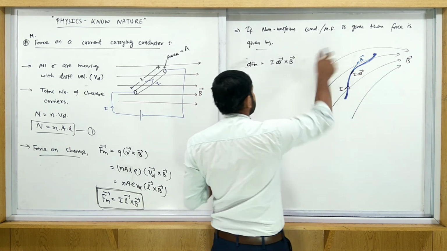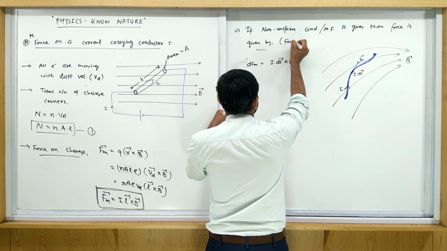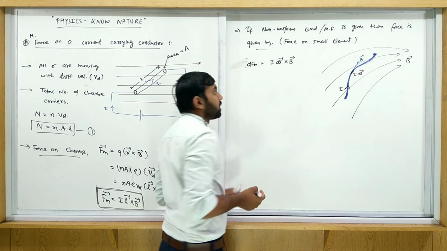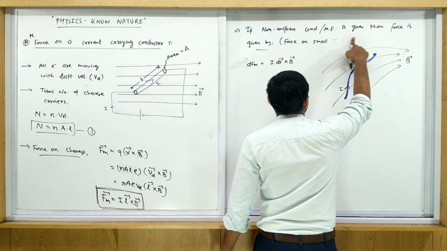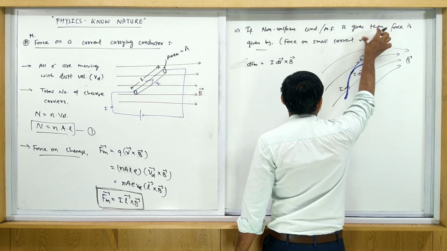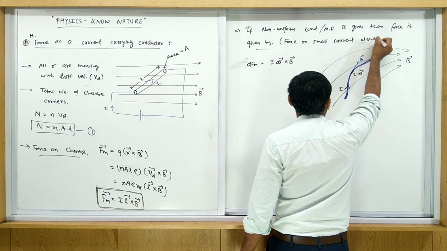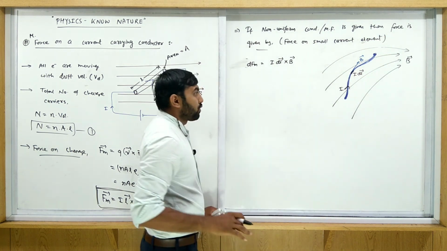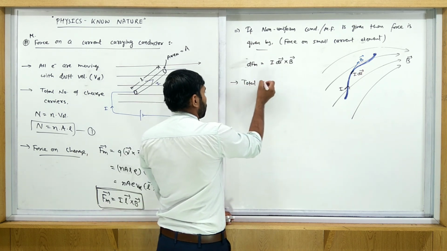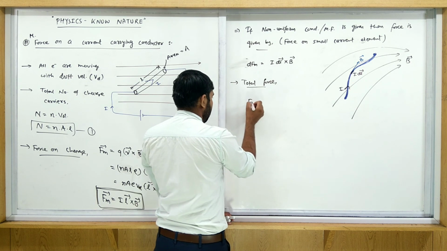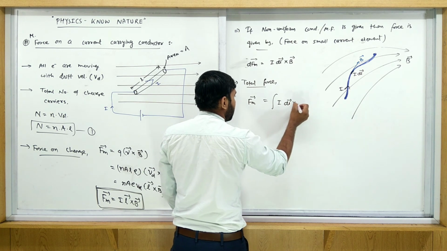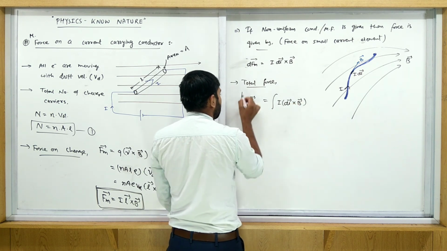This force is given on a small current-carrying element, which we call the current element. Then, if you want the total force, what do you do? The total force Fm is given by the integration of this equation: integration of I dl cross B. So this is our answer.